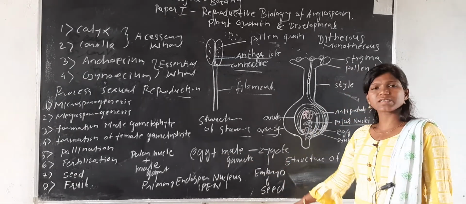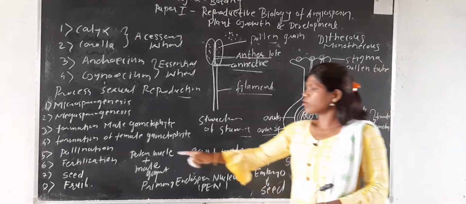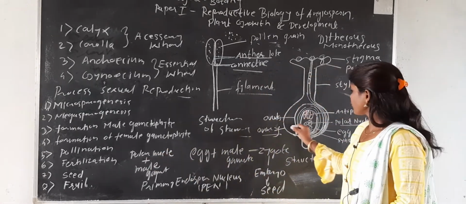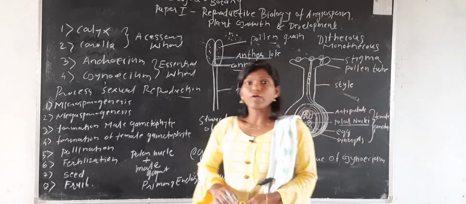So here from that seed a new plant is produced, and how is the fruit developed? Fruit is developed from the ovary.